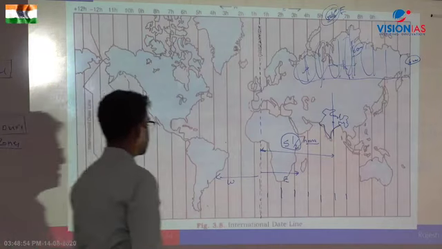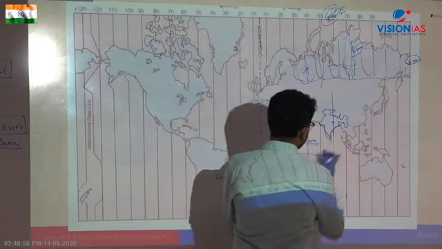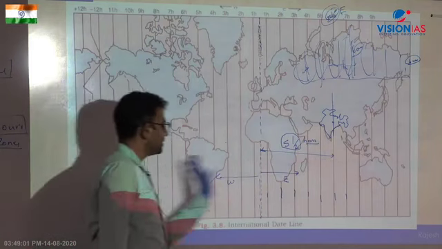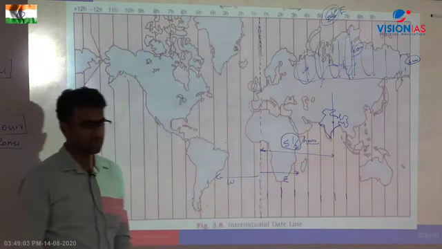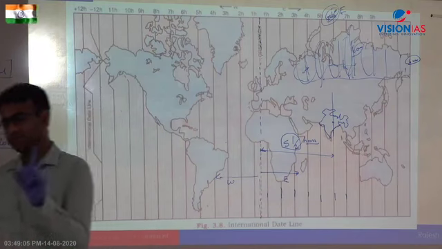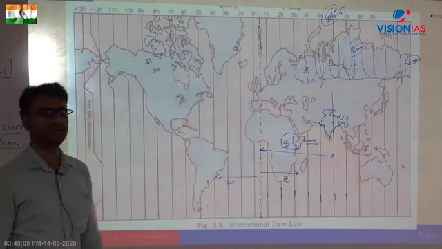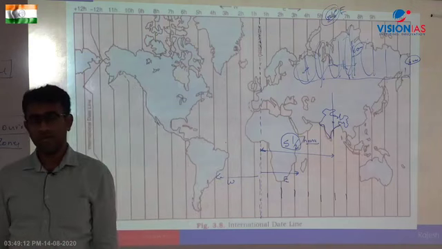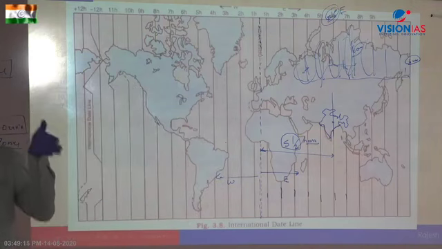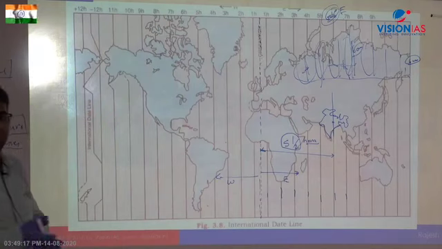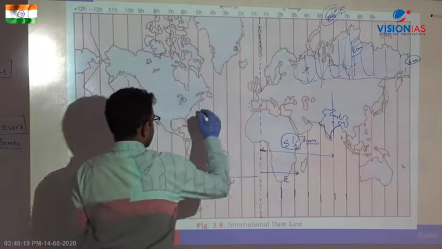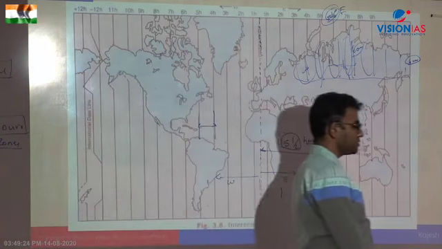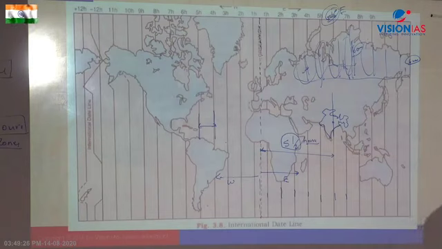So what is a time zone? Basically, in order to synchronize the time of every place, we have divided the earth into 24 time zones, and each time zone corresponds to a single longitude. So each time zone would have a gap of 15 degrees of longitude. You can differentiate between two time zones with a difference of 15 degrees of longitude.